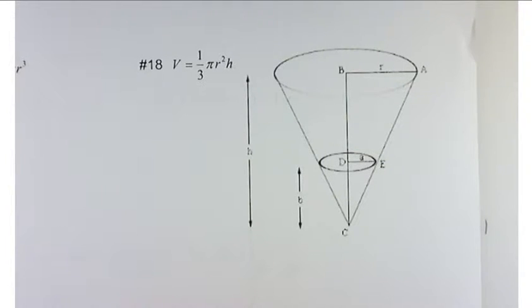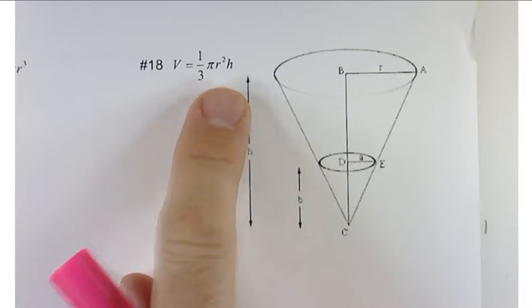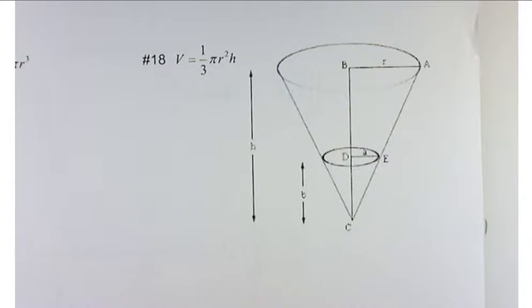Problem number 18. Again, you're going to be presented with a geometric figure we're going to have to work with. A cone in this case. The volume of a cone is not an expression that I expect you to know. I'll give you that on an exam. So what we're going to have to do is work with it. This one's going to result in similar triangles.